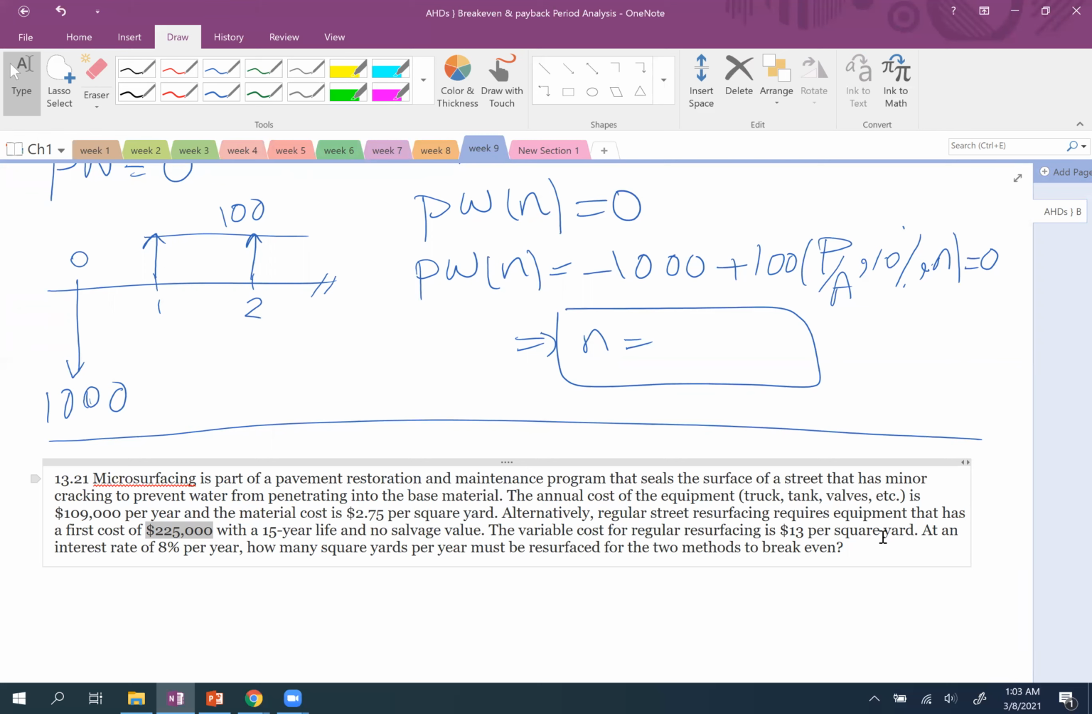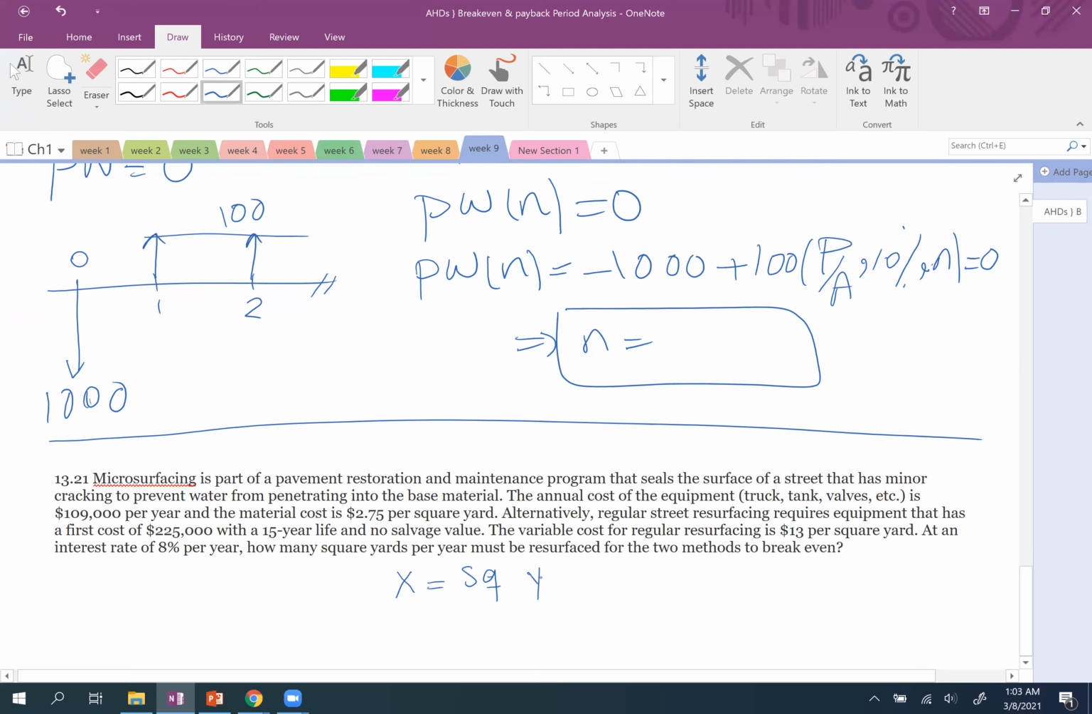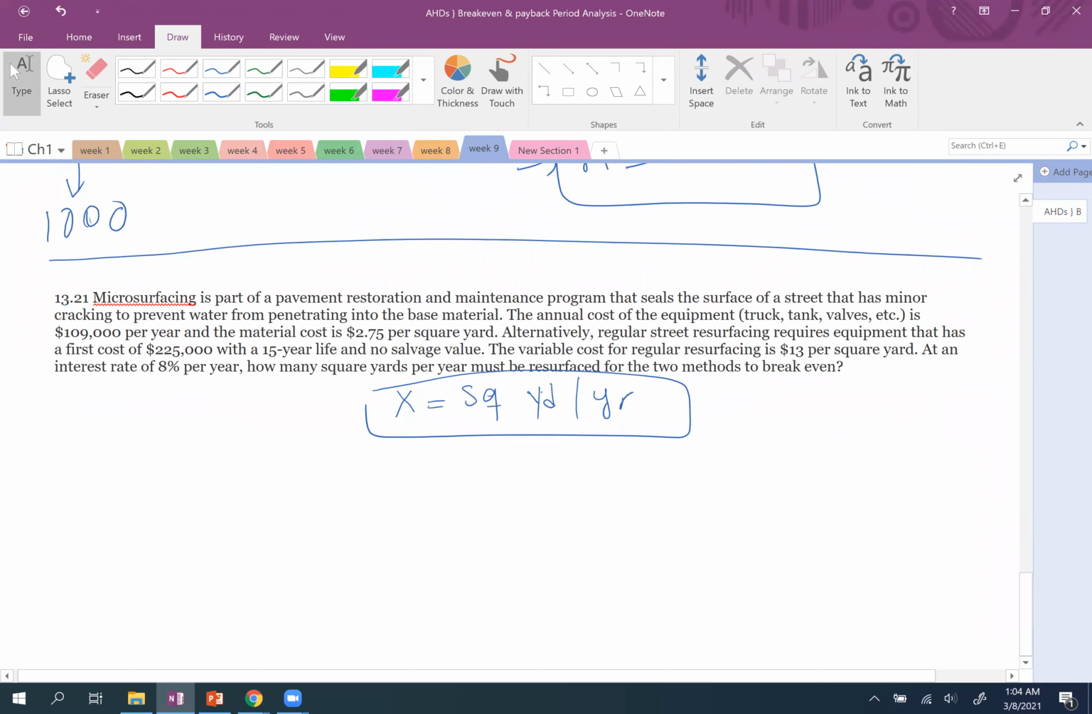And at an interest rate of 8% per year, how many square yards per year must be resurfaced for the two methods to break even? So technically, the value that you are looking for is the value of x, which is the square yards per year. That's the value that you are looking for. So I have two options. I want to know at which value of x these two options will be equal.